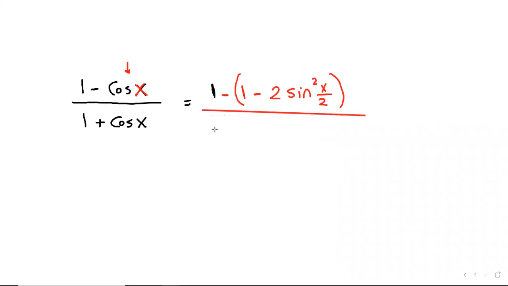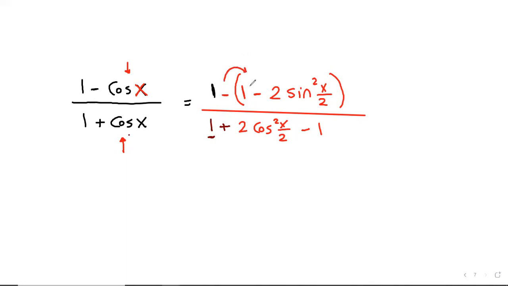Here we have 1 plus. And also I want to get rid of this 1 here in the denominator. So we can write instead of cosine x, it's 2 cosine squared, take the half of the angle x over 2. It's 2 cosine squared x over 2 minus 1. Okay.